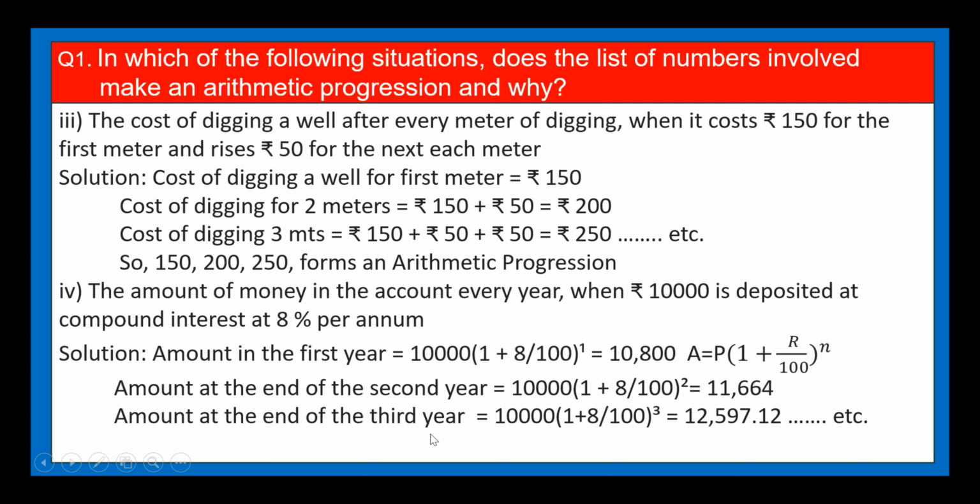The amount at the end of the third year is 12,597 rupees and 12 paise. Now if you list out all of them, first is 10,800 rupees, then 11,664, then 12,597.12 and so on. If you find the difference, it is not equal. Since the difference is not equal, they cannot form an arithmetic progression.